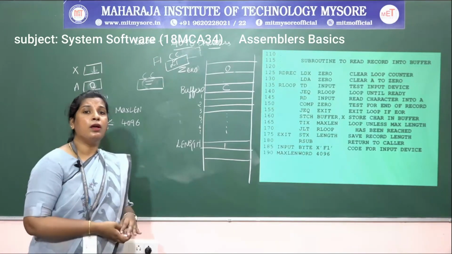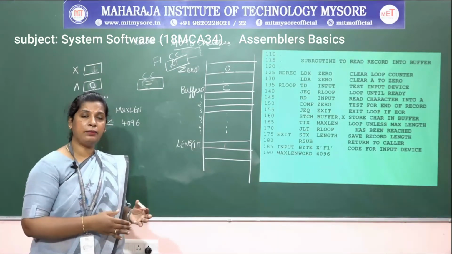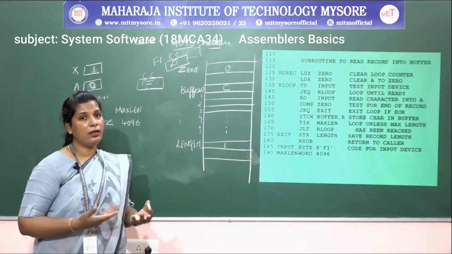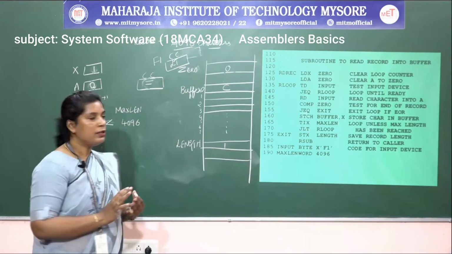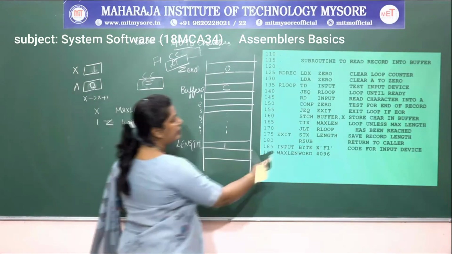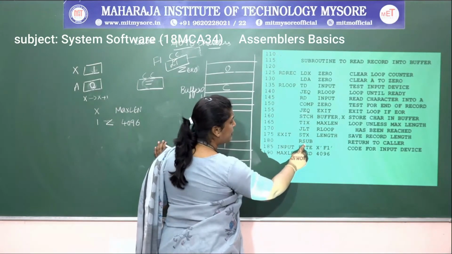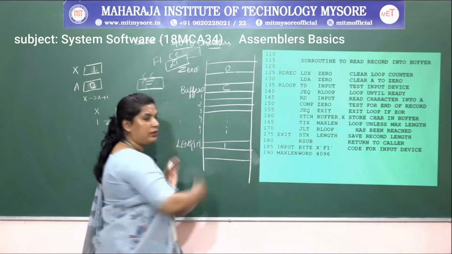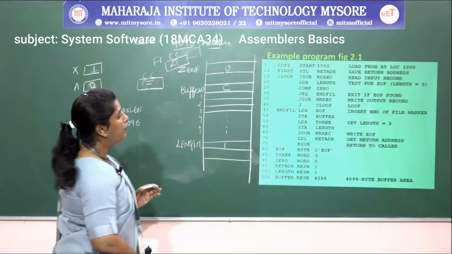So you can read up to 4096 characters. At that time in between, you can end that record at any time by entering the 0. So this is the first record. After that, the return subroutine has to go back to the main routine.